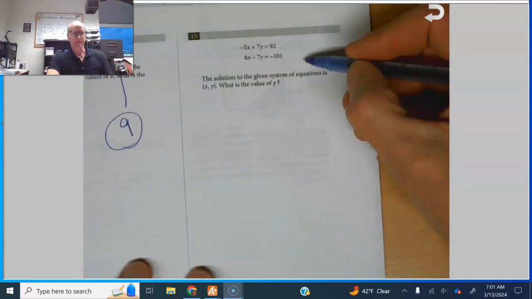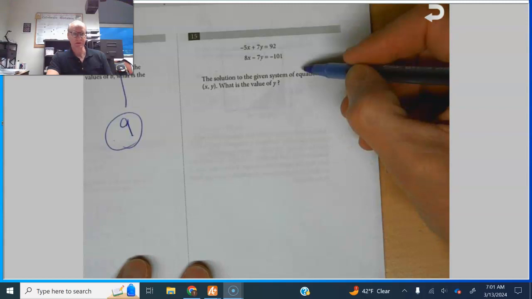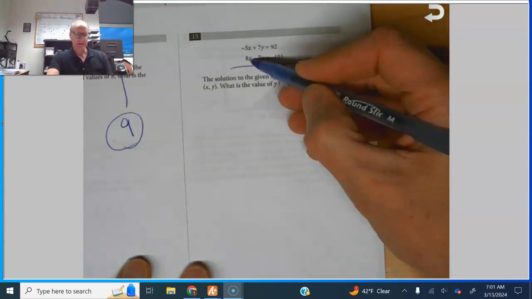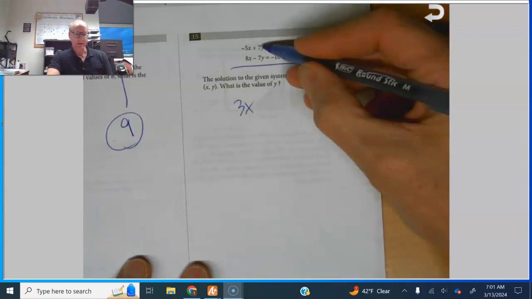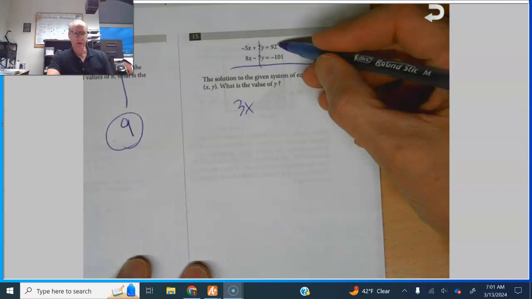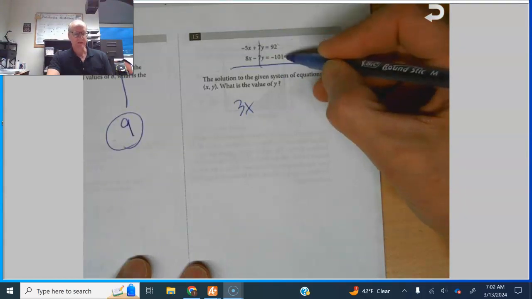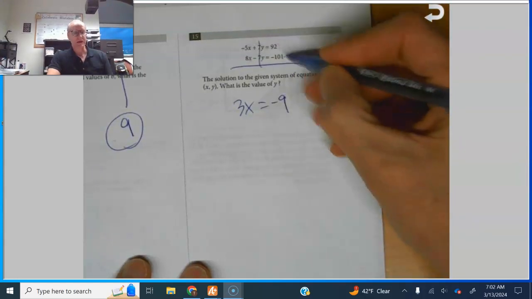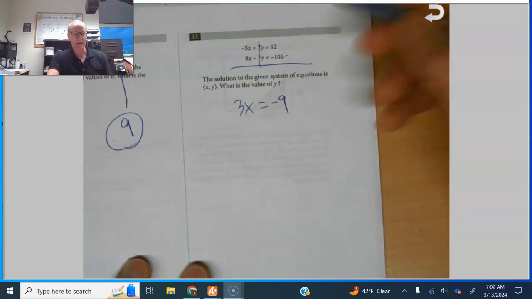This one, number 15, is a system of equations, and it's set up perfectly to add. Negative 5x plus 8x is 3x. Negative 7y plus 7y is 0. And 92 and negative 101: I've got 8 and 1 more makes 9, and the negatives win. I'm just doing the subtraction in my head. Lots of ways to go with that.